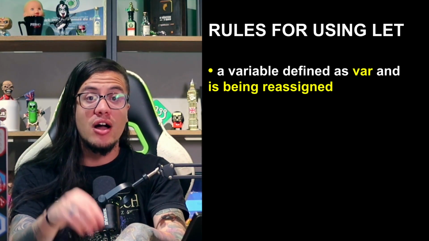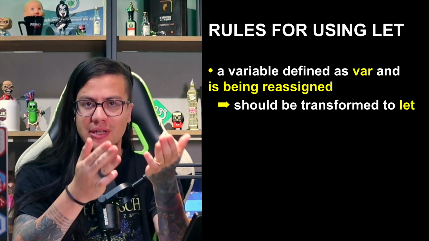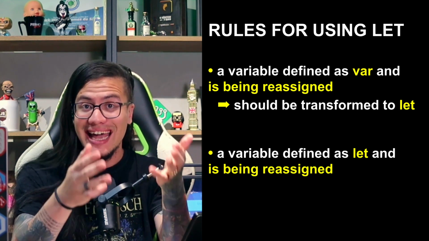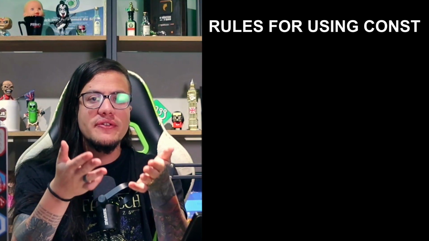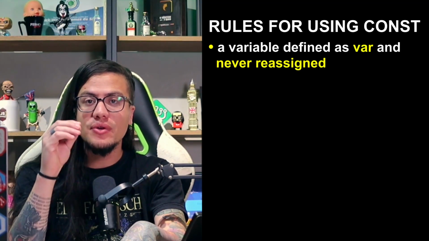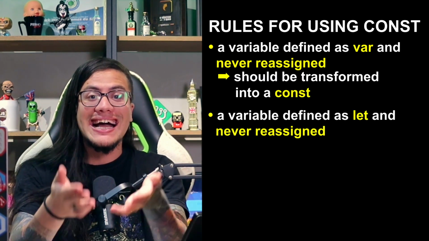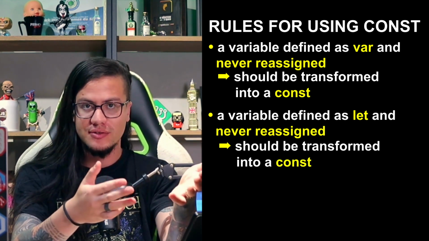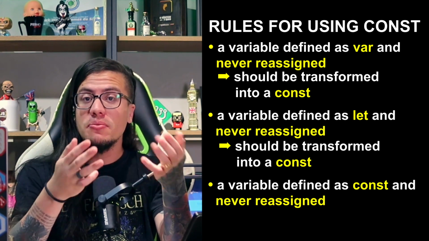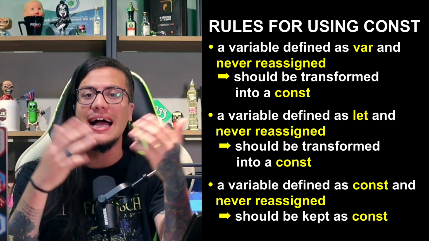Having a variable defined as var and is being reassigned, this should be transformed to let. Having a variable defined as let and it's being reassigned, this should be kept as let. Now for using const. Having a variable defined as var and never reassigned, this should be transformed into a const. Having a variable defined as let and never reassigned, this should be transformed into a const. And finally, having a variable defined as const and never reassigned, this should be kept as const.